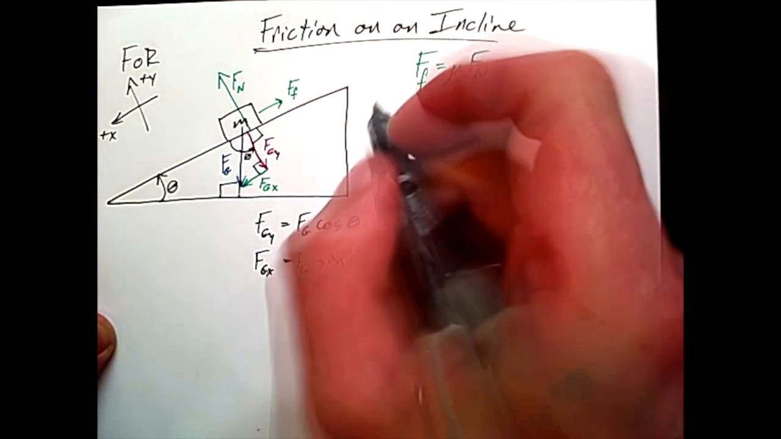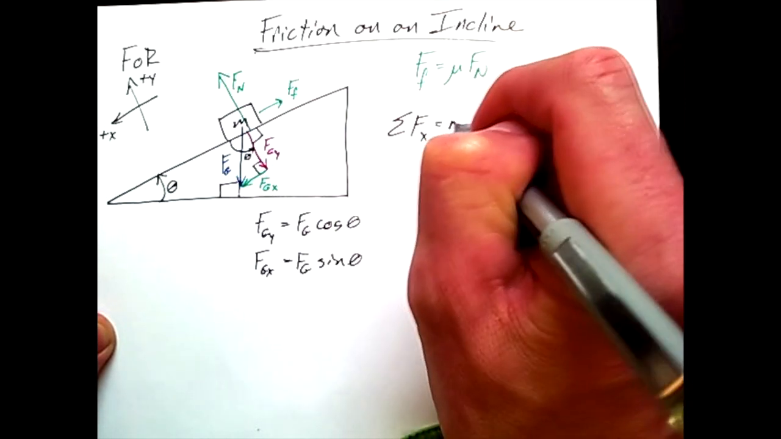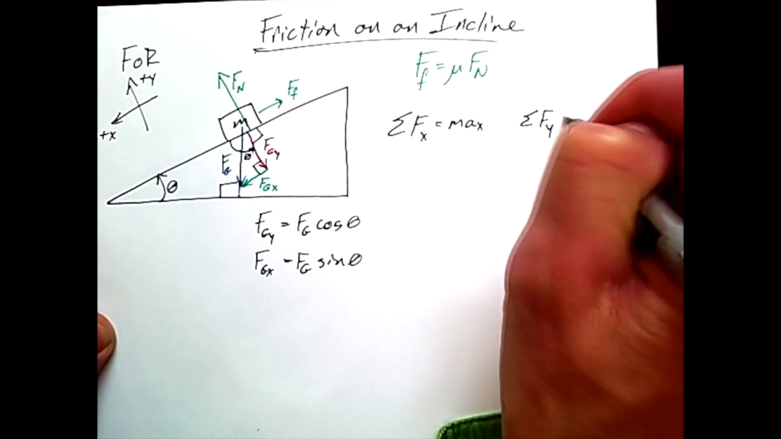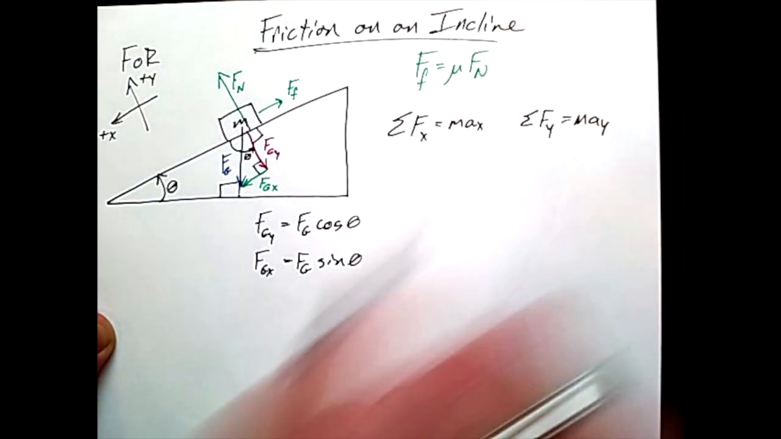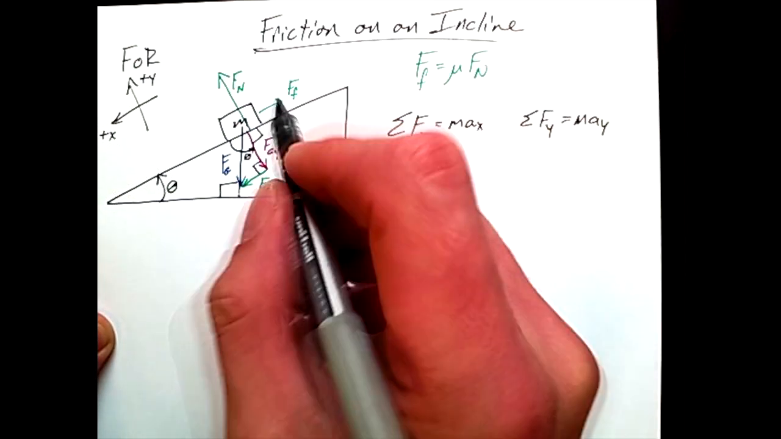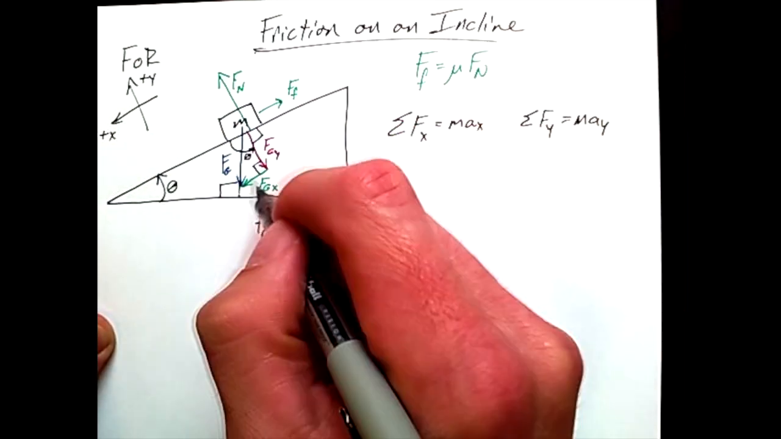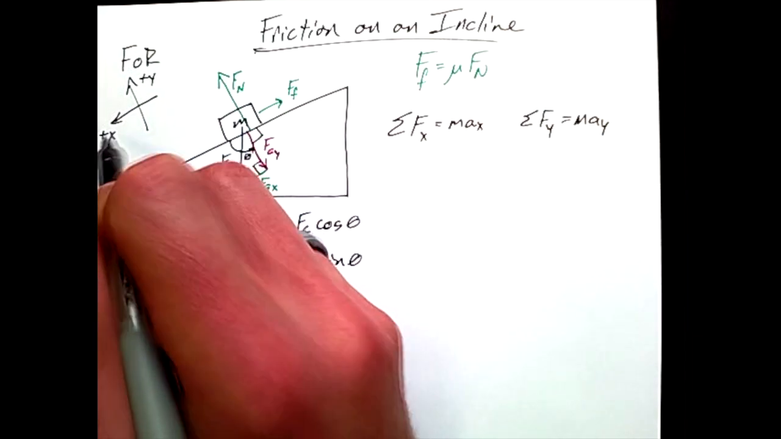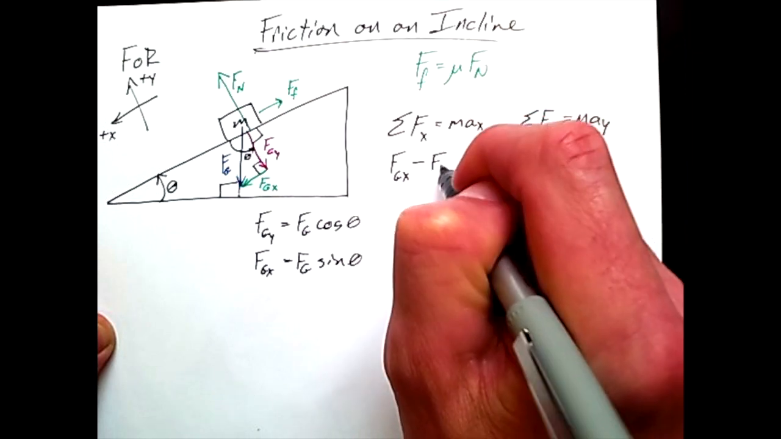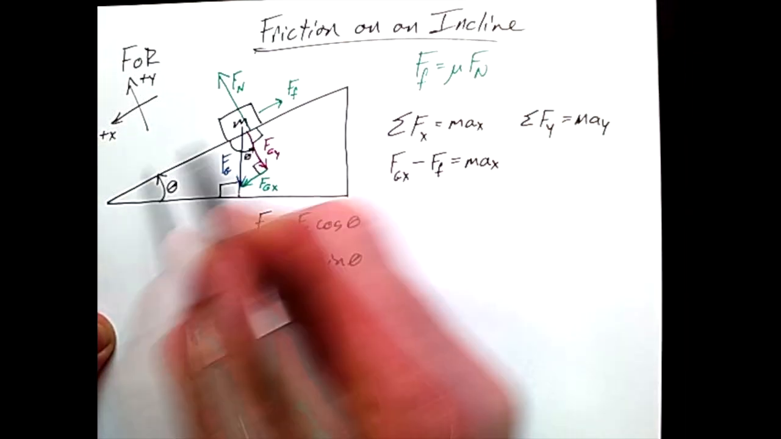And so then I can analyze the sum of the forces in the x direction as m times a_x, and the sum of the forces in the y direction as m times a_y. So I have the sum of the forces in the x direction as F_f in the negative direction and F_gx in the positive direction. So I have F_gx minus F_f yielding a mass times an acceleration in the horizontal plane.